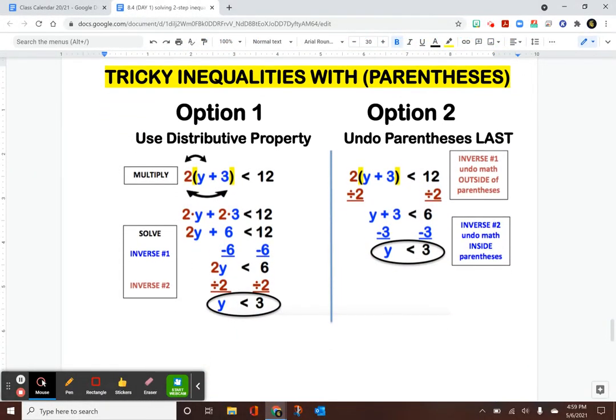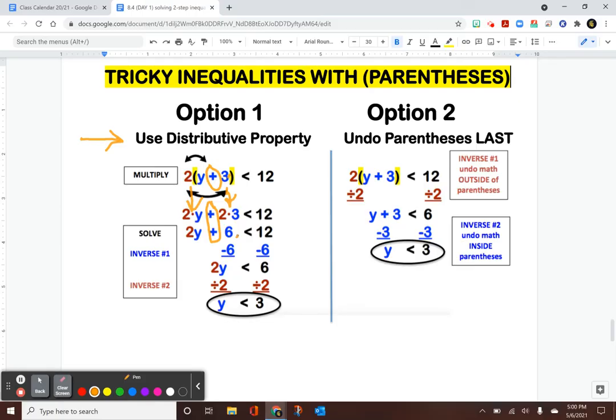Remember that parentheses are tricky, and we have two options. One of our options is we can use the distributive property. What that does is eliminates the parentheses so that we don't even have to worry about them. So we multiply two groups of y, which looks like that, plus two groups of 3, which looks like that, which is really 6.